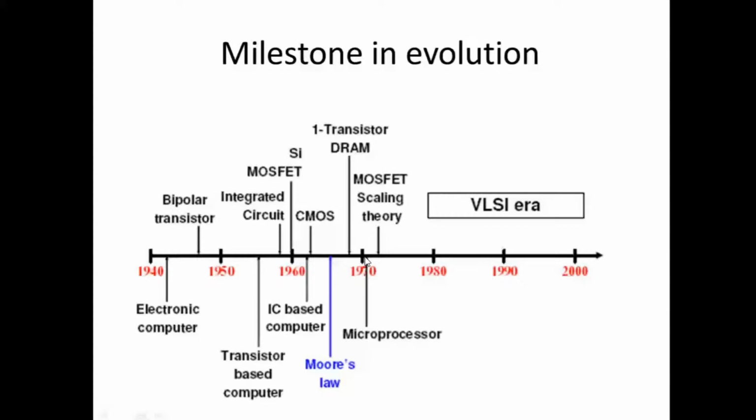In 1970, microprocessors gained momentum and MOSFET scaling theory evolved. From 1980 onwards, the scaling became very rapid and the very large scale integration era began. Beyond 2000, we had the ultra large scale integration era.